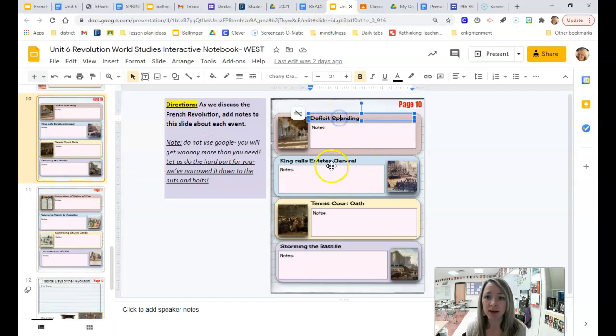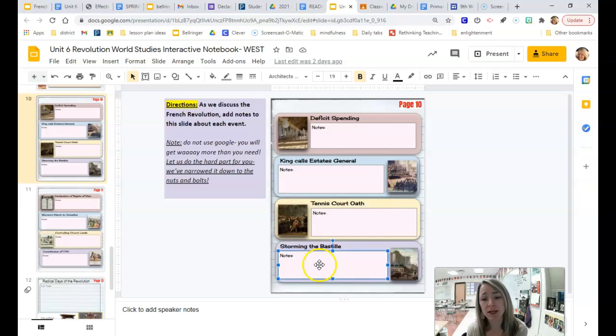Today, what we need to look at is, in your interactive notebook, you should have already completed deficit spending, the king calling the Estates General, and the tennis court oath. This was last Wednesday's assignment, the causes of the French Revolution assignment. You were asked to either take a screenshot of that or take a screenshot or a picture of your physical notes that you took from last Wednesday's reading.